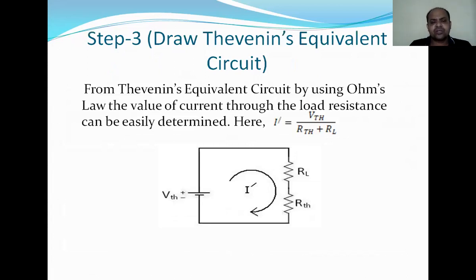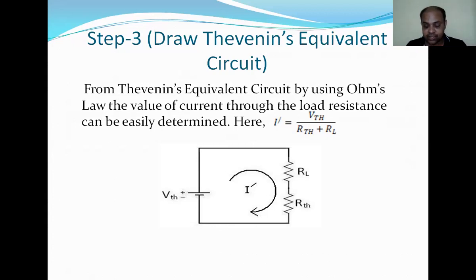Step 3 is the same for all circuits. In step 3 we have to draw the Thevenin equivalent circuit. From the Thevenin equivalent circuit, using Ohm's law, the value of current through the load resistance can be easily determined. Now, what is the Thevenin equivalent circuit? The Thevenin equivalent circuit is a special type of circuit where the voltage source will be the Thevenin voltage. One of the resistances is the Thevenin resistance.